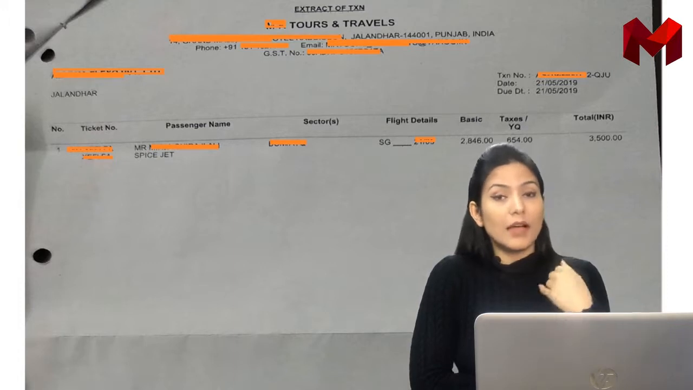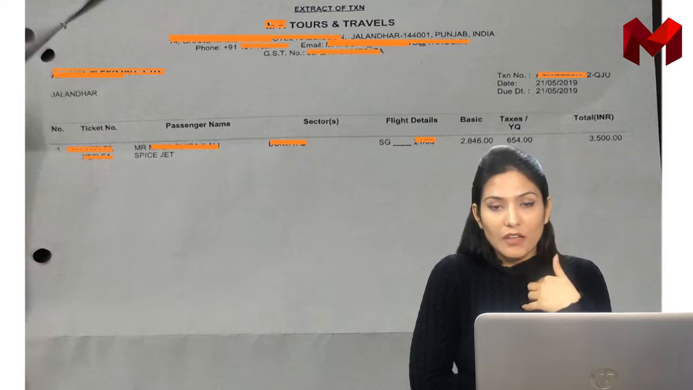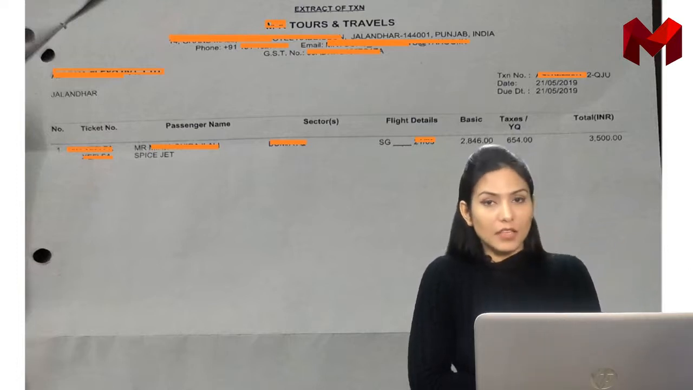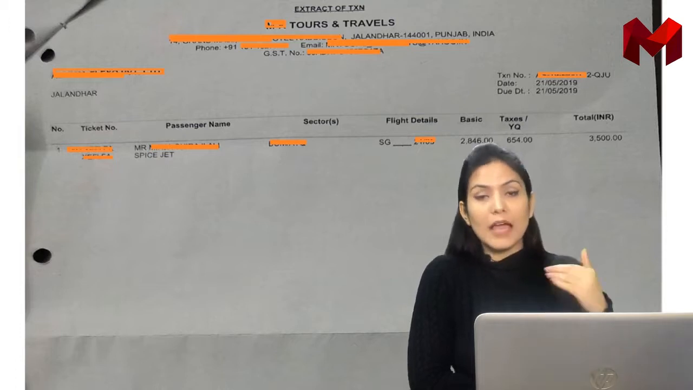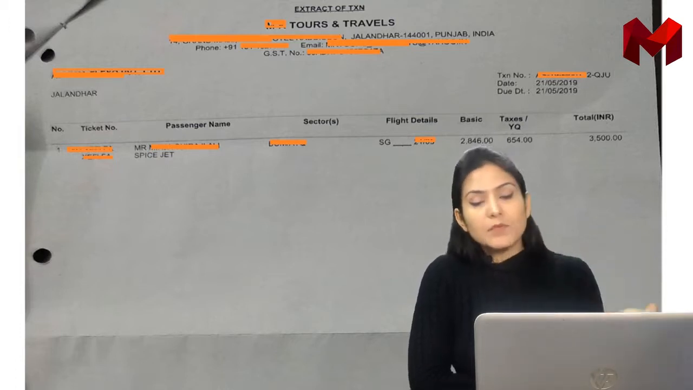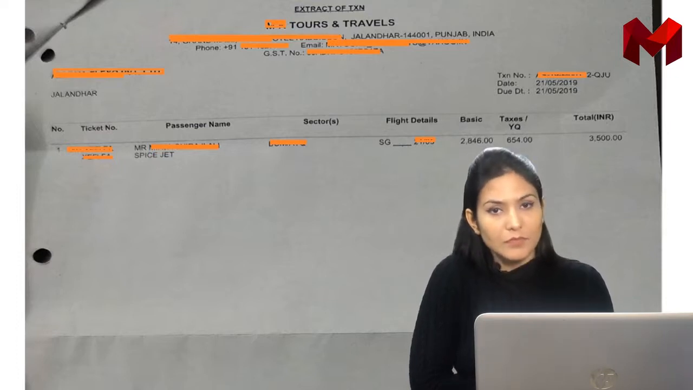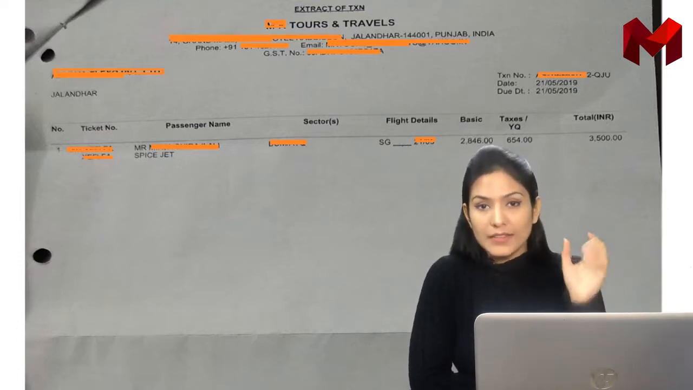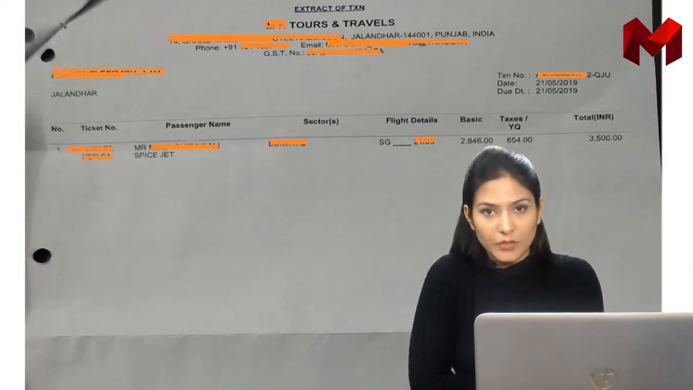But yes, if I'm a ticket seller, that means if I have a tour and traveling business and I'm purchasing the tickets, that is my purchases. But in this situation, I am a footwear dealer. This particular bill is my tours and traveling expense. So we are going to enter this bill under the head of tours and traveling expense. That is very much clear.